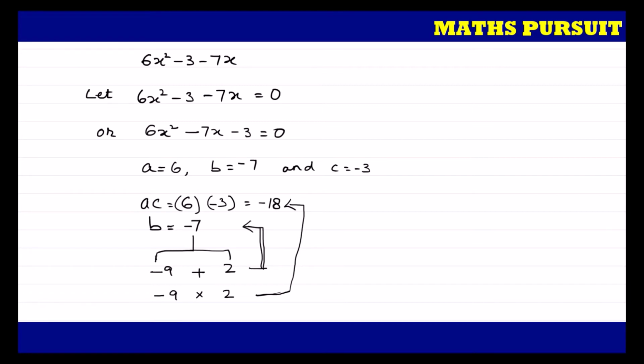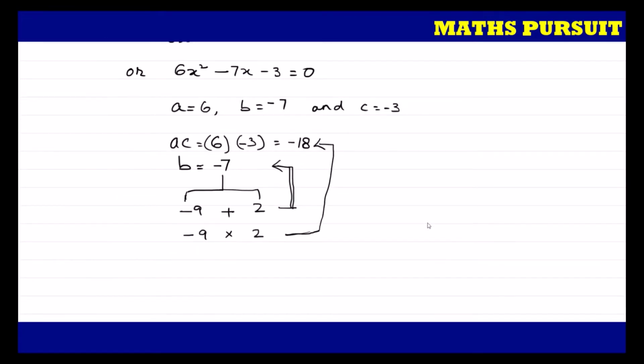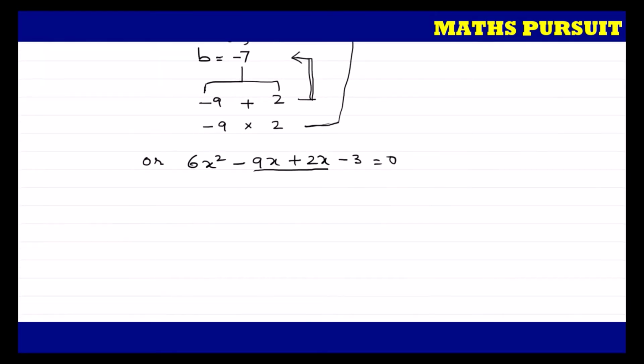Now I am going to split minus 7x as minus 9x plus 2x. So I can write the above equation as 6x to the power 2 minus 9x plus 2x minus 3 is equal to 0. You could see that this equation also gives minus 7x. After splitting the middle term as minus 9x plus 2x, let us find the common factors and solve this equation.